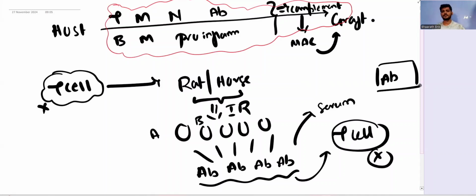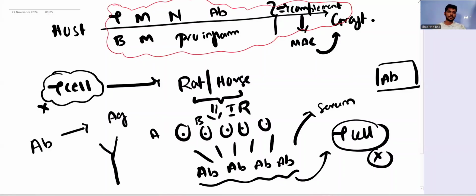The problem with this is that whatever antibodies we get are not from a single cell, but from different cells. All these antibodies derived from different cells act on the same antigen, but they have different binding sites on the antigen. These binding sites are called epitopes. So if this is an antigen, all these multiple antibodies that are produced from multiple sources act on this same antigen, but one binds here, one binds here, one binds to this, one binds to this.